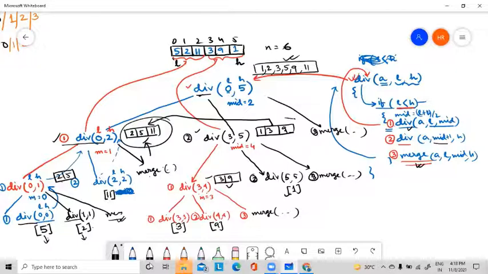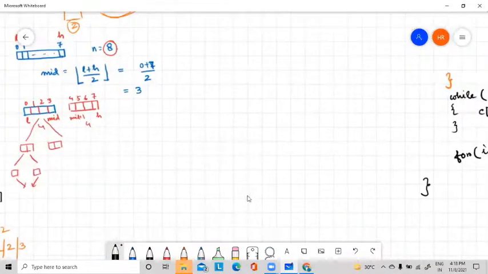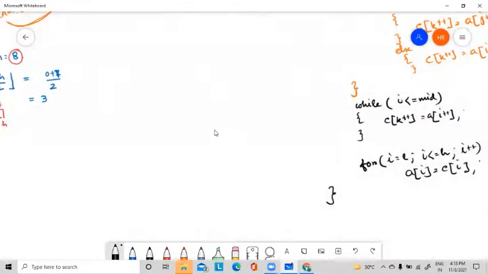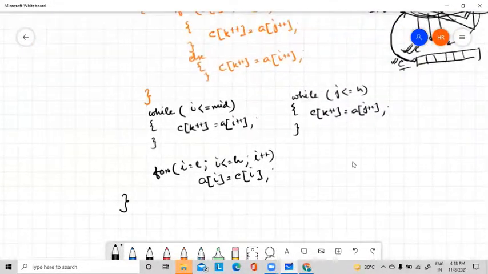Then from this part we are getting this sorted array. These two sorted arrays are again merged using this level merge function, which will give us the final sorted array. So this is all about the merge sort. I've already done this merge sort. What you have to do is just write it and run it to check whether it is okay or not.